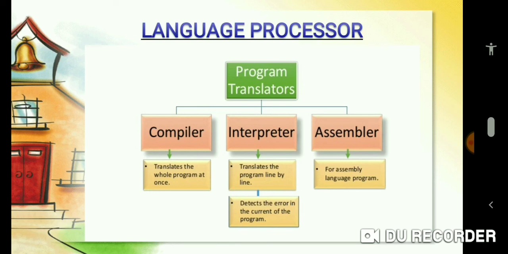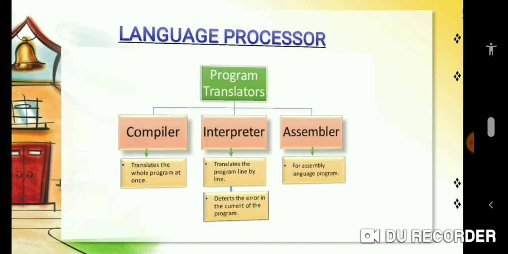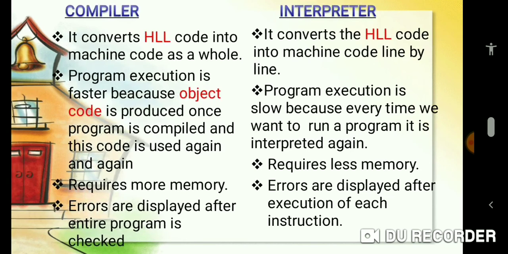Language processor converts one language into another language, and here in computers, language processor converts the user's language, meaning your language, high-level language, into machine language. Now language processors are of three types: compiler, interpreter and assembler. Compiler and interpreter we are going to discuss in the next slide, and assembler we have already discussed in assembly language. Now next, compiler and interpreter.